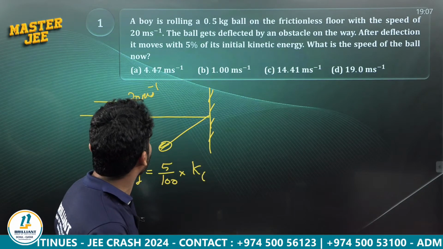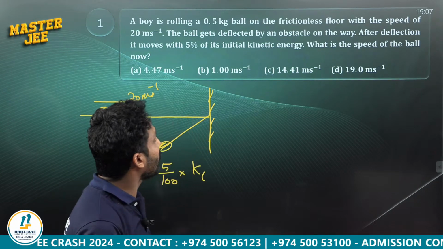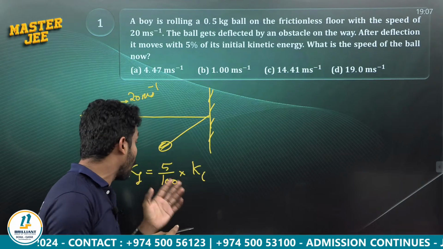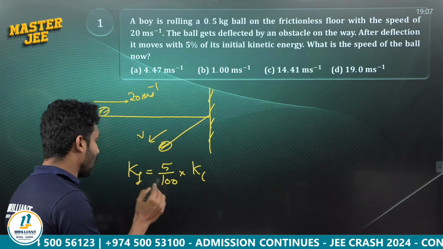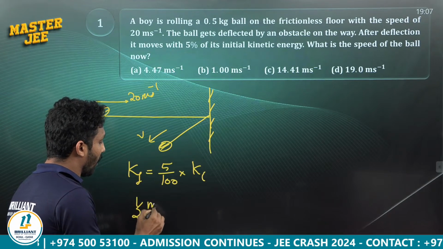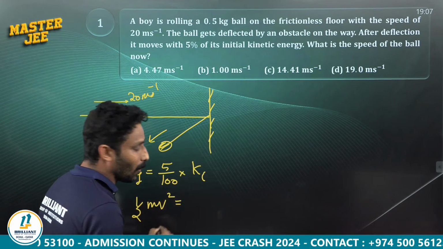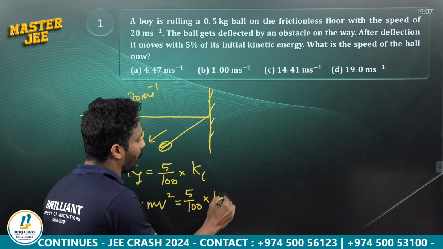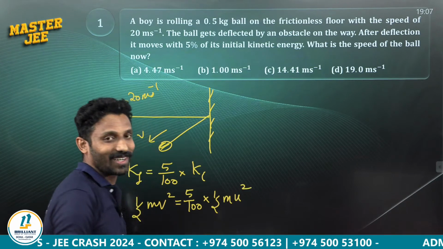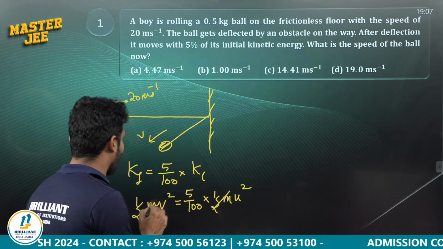What is the speed of the ball now? What is the final speed of the ball is asked. It's a very simple question. Half mv square is equal to 5 by 100 of half mu square. Half m is cancelled.